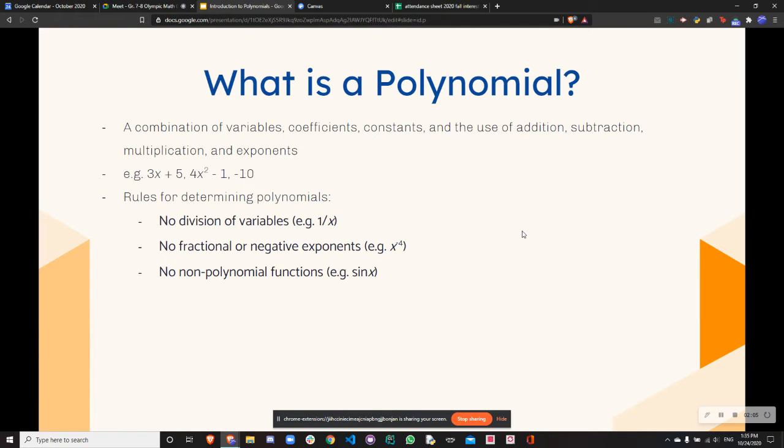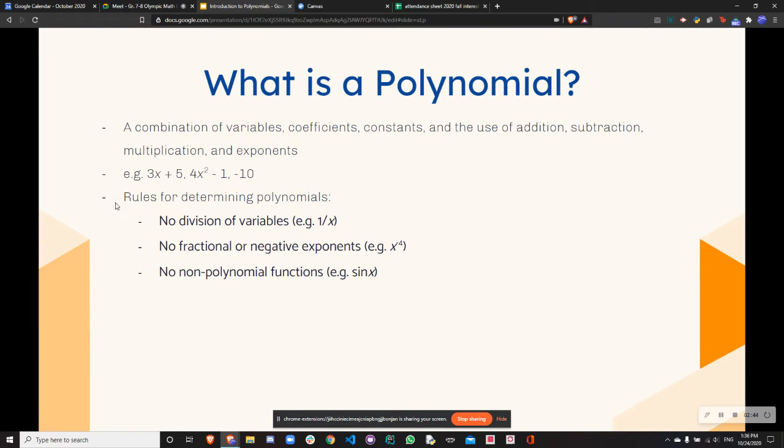Let's move on to the definition of a polynomial. So what is a polynomial? It's like an expression, but it's slightly different. It's a combination of variables, coefficients, constants, and the use of addition, subtraction, multiplication, and exponents. So basically, a really similar definition to expressions, but you'll see that it's different. Here are some examples. We have 3x plus 5 from the previous slide. We also have, say, 4x squared minus 1. We could also just have a single constant or number, like negative 10. That's also a polynomial.